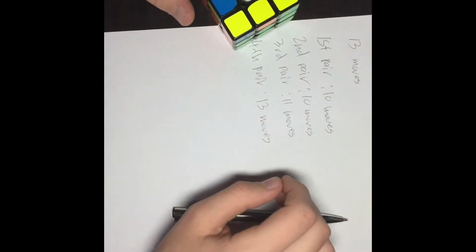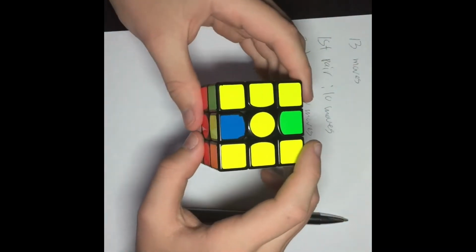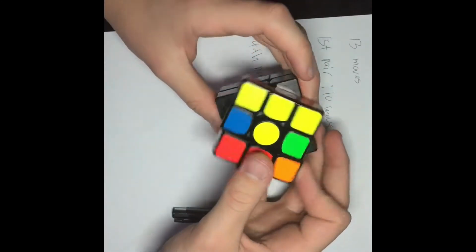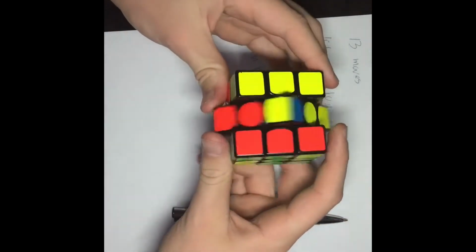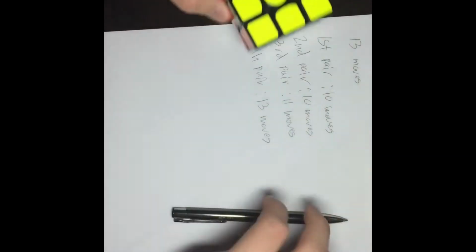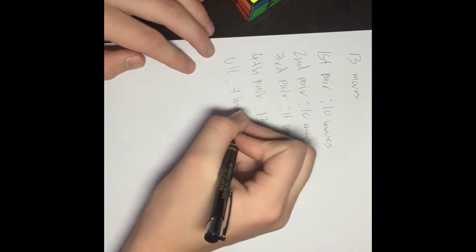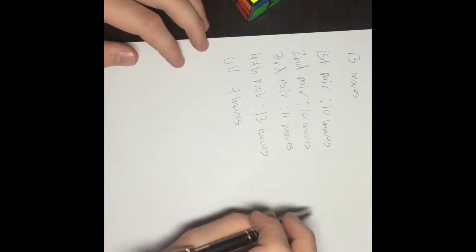Now we're on to OLL, and this is a case that I know, luckily. So it's going to be 1, 2, 3, 4, 5, 6, 7, 8, 9. So that's going to be OLL, 9 moves. So now we're going to go into PLL.